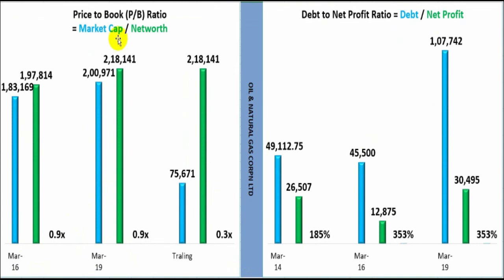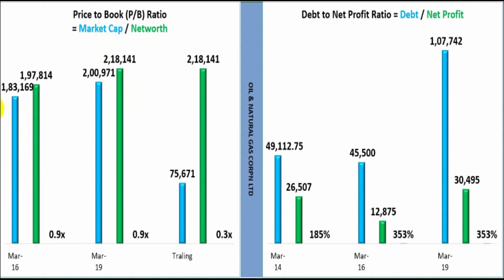Moving on to the price to book valuation ratio. Here what we are doing is we are looking at the value of the company in the market and the actual worth or net worth of the company. This is the book value of the company, or the value of the company in its own books. This is what the company is saying it is actually worth, against what the market is saying the company should be worth.